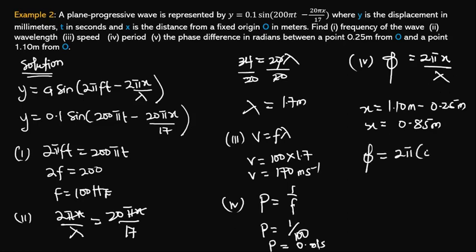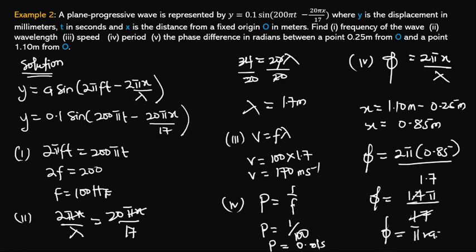So now that we have the value of x, our phase angle is equal to 2 pi into bracket 0.85 over our lambda, which is 1.7. If we multiply 2 by 0.85, we are going to get 1.7 pi over 1.7. So this cancels out, and our phase angle is equal to pi radians as our answer for this question.